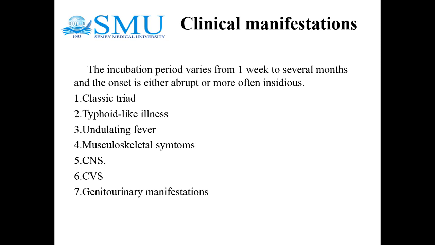In the central nervous system, depression and lethargy with meningitis or lymphocytic meningoencephalitis are the most common neurological manifestations. In the cardiovascular system, endocarditis may occur, affecting the aortic valve. Genitourinary manifestations include acute epididymo-orchitis and prostatitis, salpingitis, and pyelonephritis.